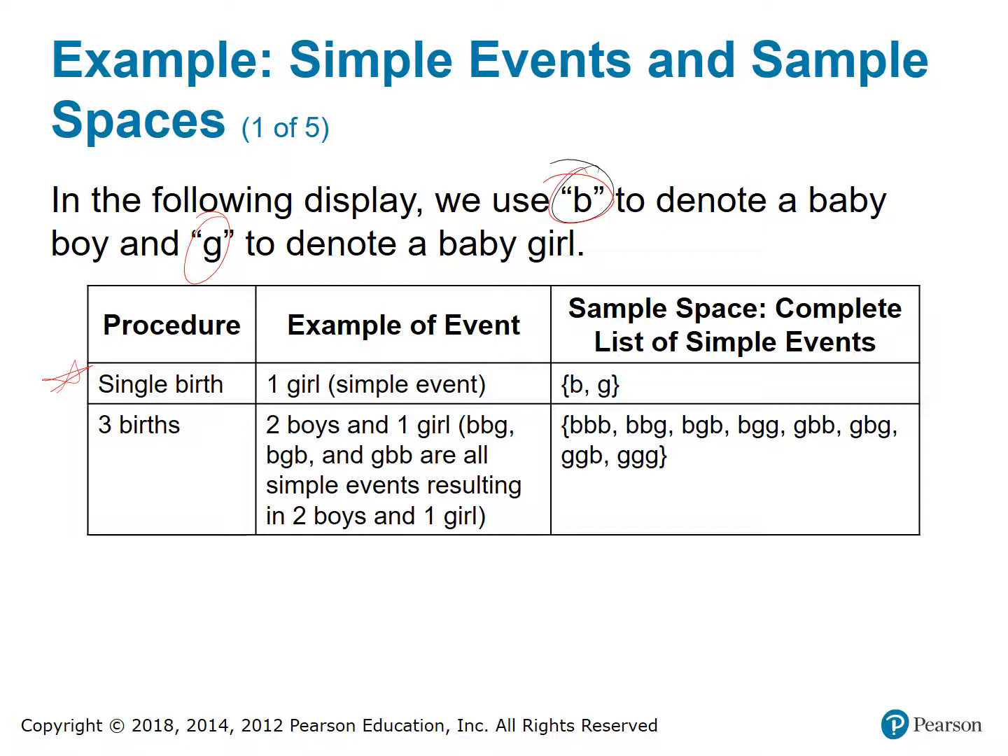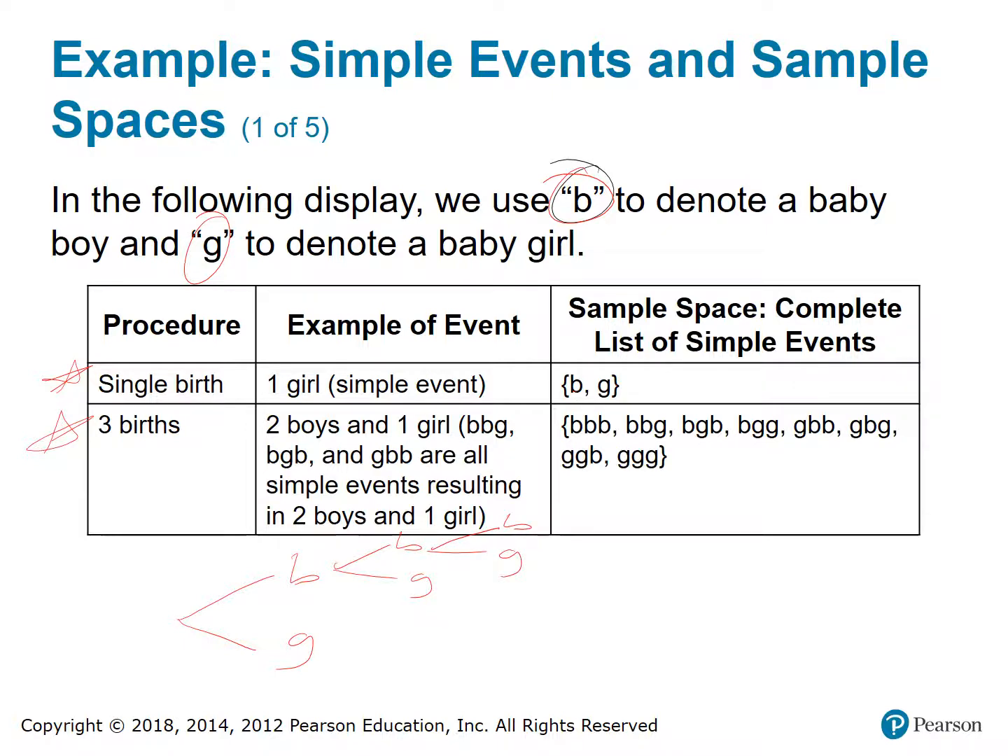Okay. What about for 3 births? Here it gets a little bit more involved. It's a little more complicated because we have more events that could possibly happen. And so you could have a boy, or you could have a girl first, and then after that you could have another boy or another girl, and then going on up the list, another boy, and then another girl.